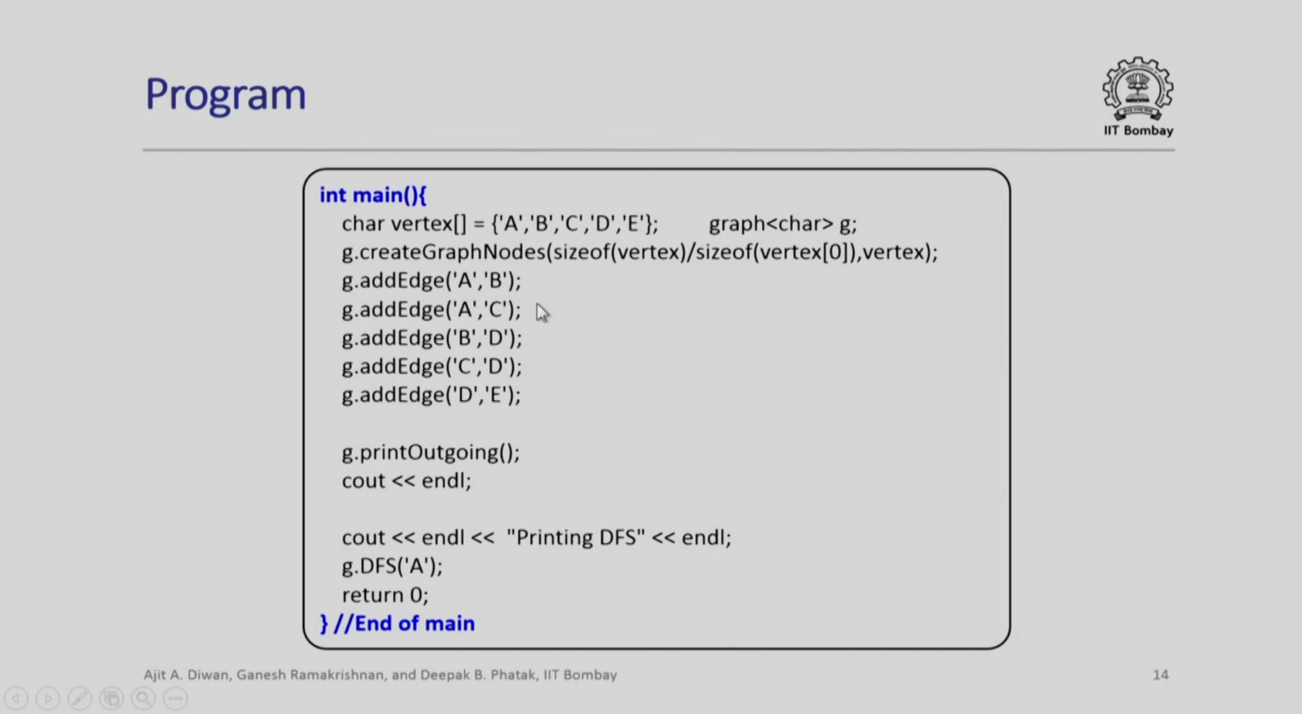The main program is now very simple. I set the vertex, again this is an arbitrary example A, B, C, D, E. I create graph nodes, I add edges, I print outgoing. Now I want to print DFS. So, I first execute G dot DFS. This DFS will actually give me the depth first search with the starting node A. That is all the main program is.